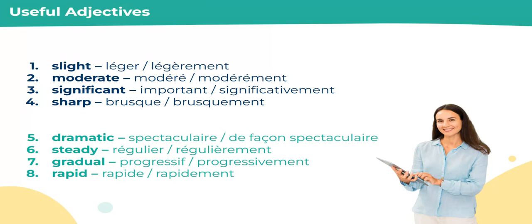Okay, we can also use adjectives to describe the state of a business. And in our business language, of course, we have 8 useful adjectives here. Let me read through our list. Number 1, slight. Number 2, moderate. Number 3, significant. Number 4, sharp. Number 5, dramatic. Number 6, steady. Number 7, gradual. And number 8, rapid.